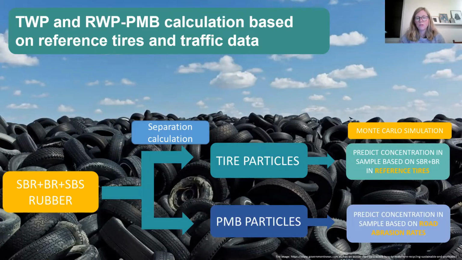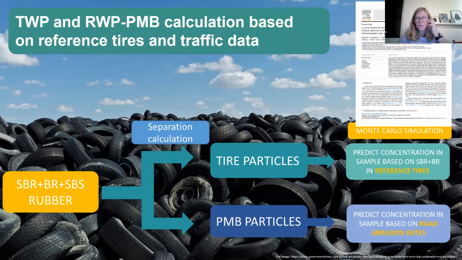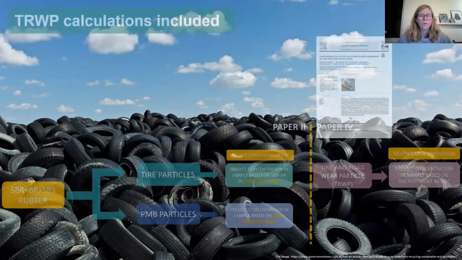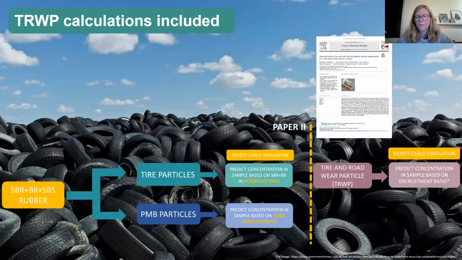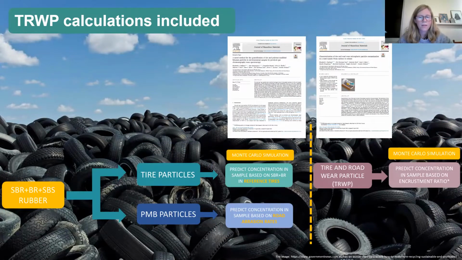We also do similar things with how we calculate for road wear. We have described this method in this paper here. It came out earlier this year. We also built on this method that we presented in that paper, and we added on this simulation where we can also calculate how much tire and road wear particles were in a sample, so the TRWP.